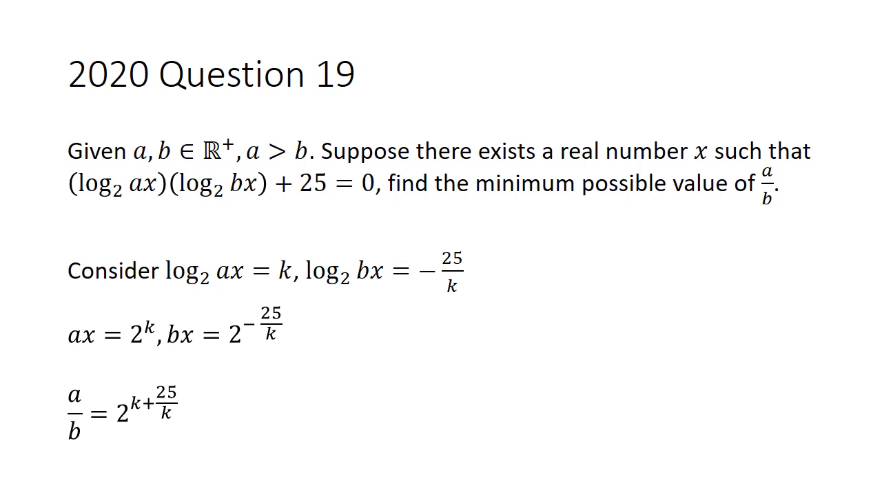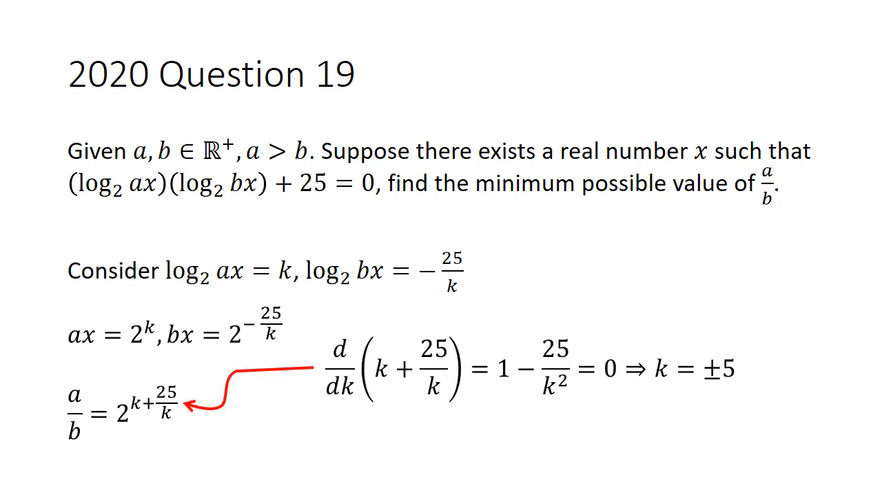So the minimum possible value of a over b will be the minimum possible value of that power k plus 25 over k. And I can find that minimum possible value by differentiating. If I differentiate k plus 25 over k with respect to k, I'll get 1 minus 25 over k squared. And since I want the minimum, the differential has to be 0, so k has to be plus or minus 5. Now the answer will be k equals to 5. Why can't it be minus 5? It's because a is greater than b. If k is negative 5, then a would be less than b.